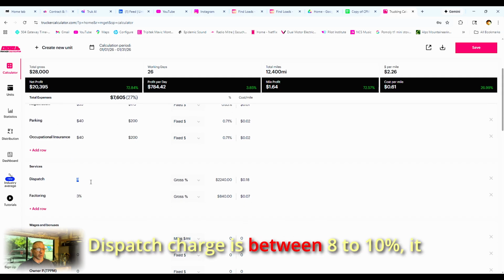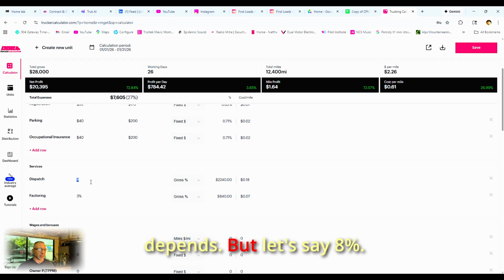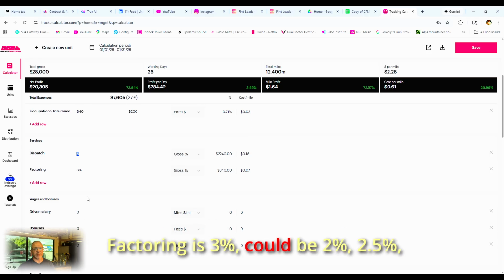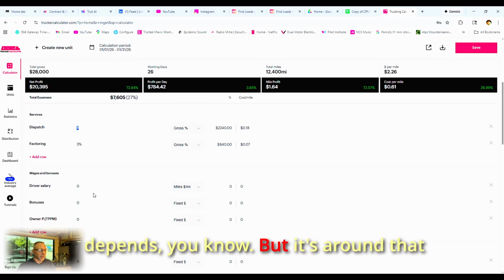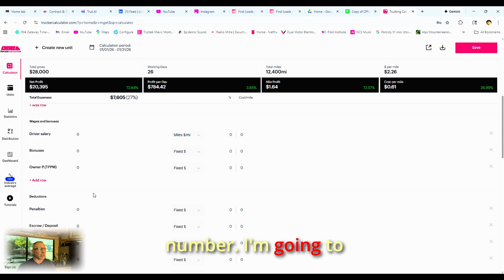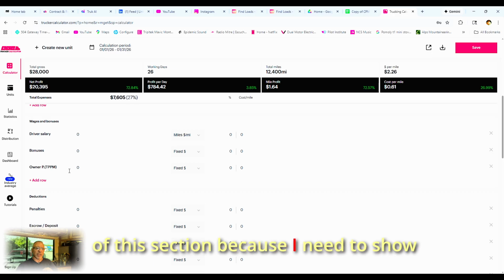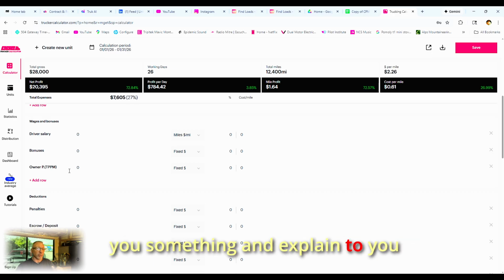Dispatch charge is between 8 to 10, it depends, but let's say 8%. Factoring is 3%, could be 2%, 2.5, it depends, you know, but it's around that number. I'm gonna skip this part right here, owner profit. Remember TPPM? I'm gonna leave that for the end of this section, because I need to show you something and explain to you something about that.